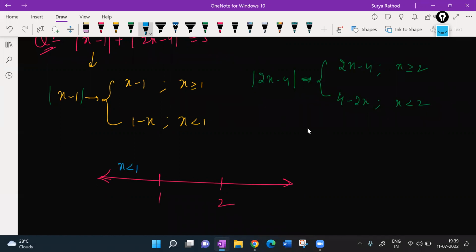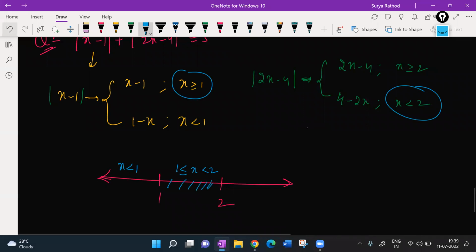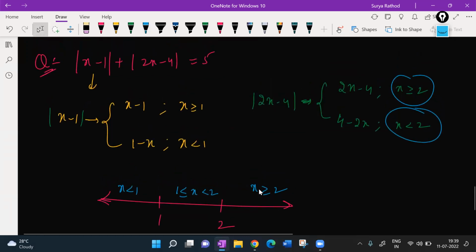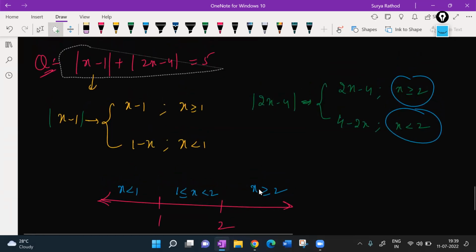And x greater than or equal to 1 and less than 2. Look at this here. X should be greater than or equal to 1, but less than 2. Understand my point? Which means x must lie between 1 and 2 here. That is what I'm talking about. Now here, greater than or equal to 2. This is going to be x greater than or equal to 2. Cool. So I just got the cases like this.